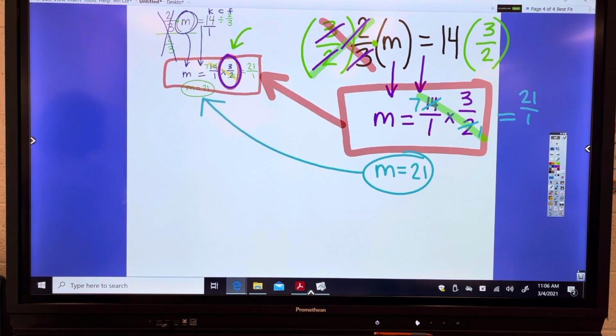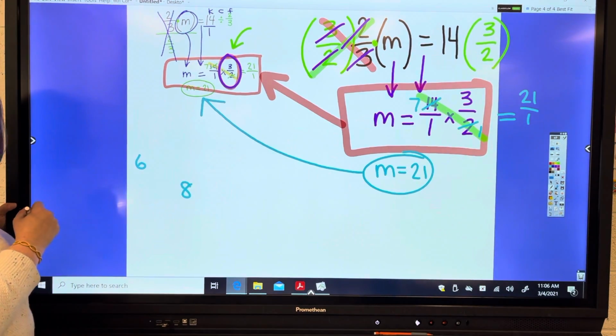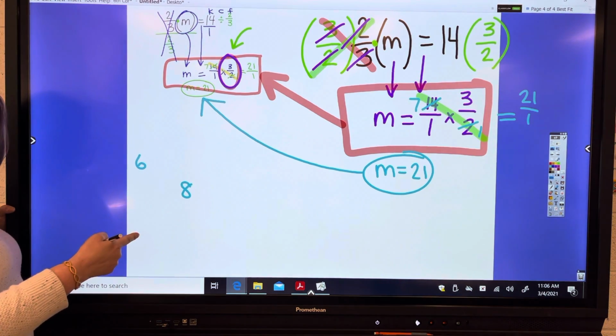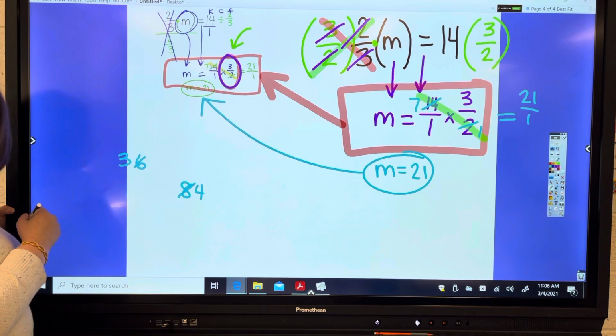Did we get the same answer? Yes. Whenever you're highlighting it, like by the 2, don't you always cross it off and say... It depends. Like if you had a 6 and an 8, you can divide both of those by 2. So that would be a 3 and a 4. Do you see what I'm saying?